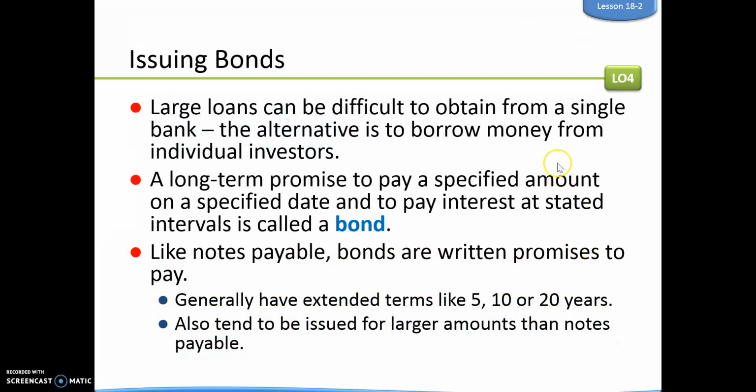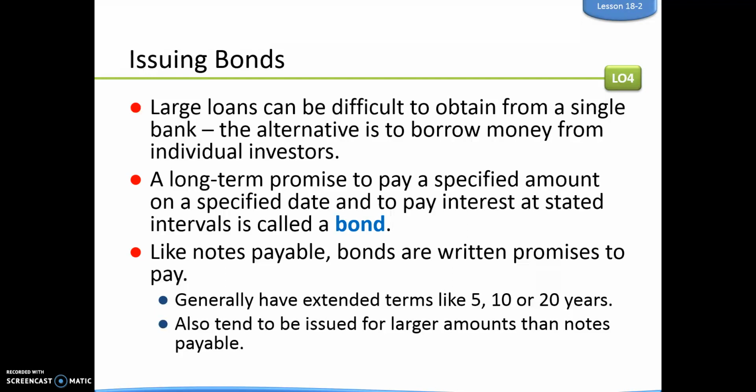Now, another option for a business is to obtain something called a bond. Sometimes if you go to a bank and request a really large loan, it can be difficult, because maybe the bank doesn't have that much to lend. Also, they see businesses as more of a risk when we're talking about a large amount of money. So instead, what a business can do is try to borrow money from individual investors.